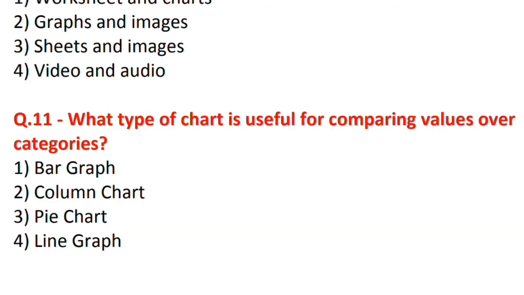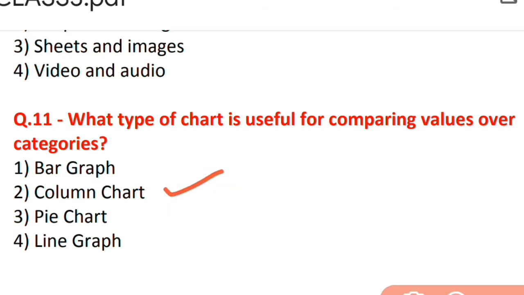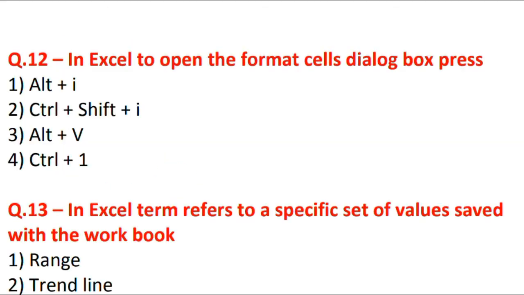Question number 11, what type of chart is useful for comparing values over categories? Is it bar graph, column chart, pie chart, or line graph? The right answer of question number 11 is number 2, column chart.